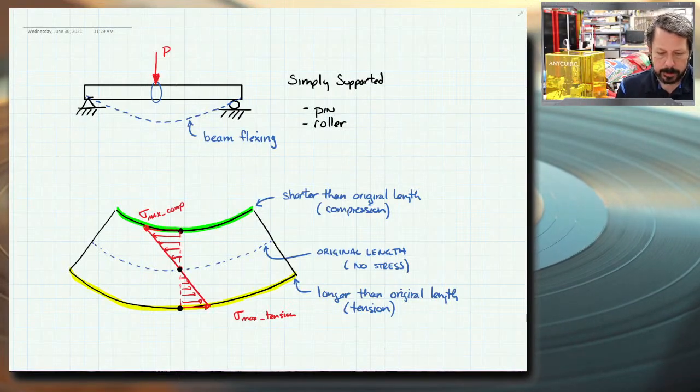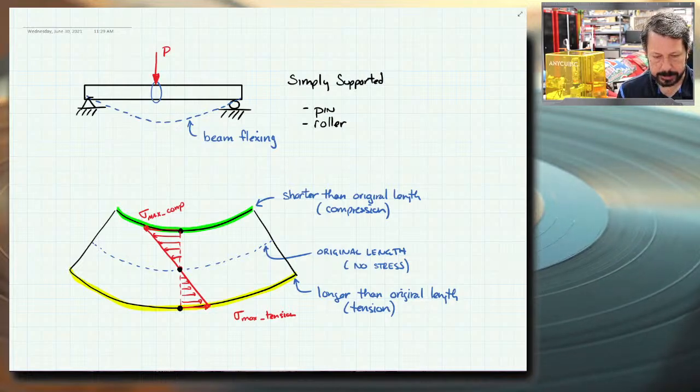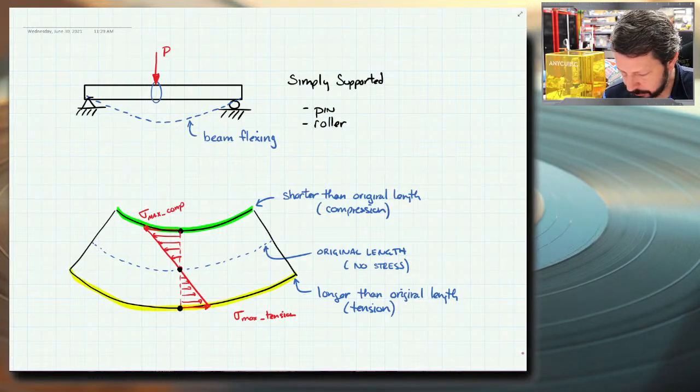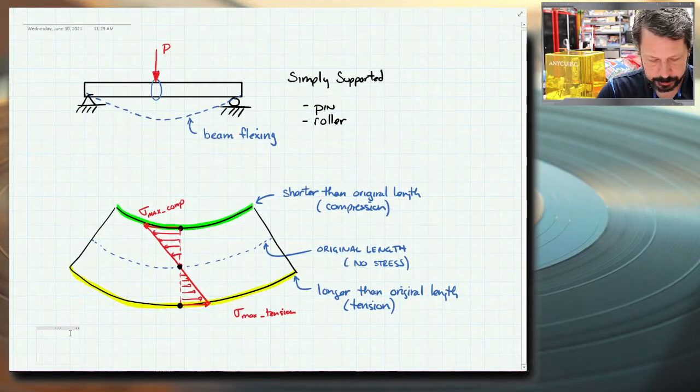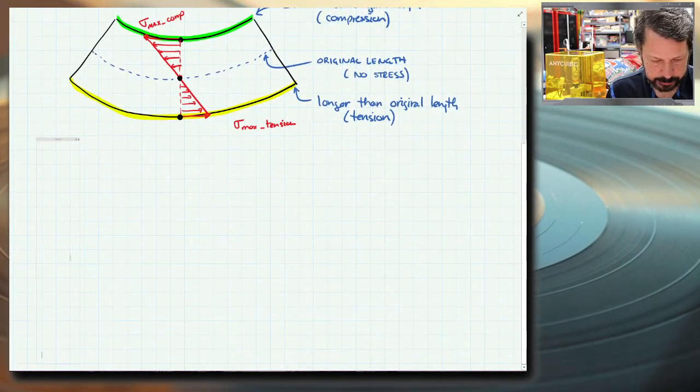So let's do a couple of things to work on these beams. Let's make some room so that I can draw some new stuff. Move that there.